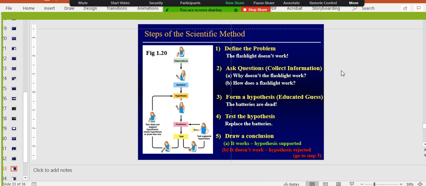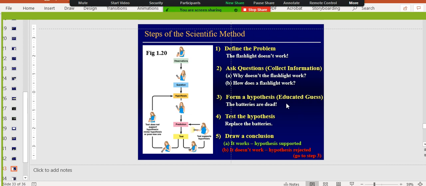Your book used an example of a flashlight. So basically you could define a problem. The flashlight's not working. Why doesn't the flashlight work? And if you don't understand how a flashlight works, you can't even begin to continue the scientific method. So you have to have some a priori, some beforehand knowledge of how something works in order to use the scientific method. Like if you had no idea how a car worked, you wouldn't even know to change the battery. So that's out.